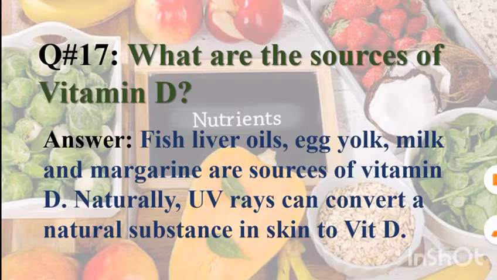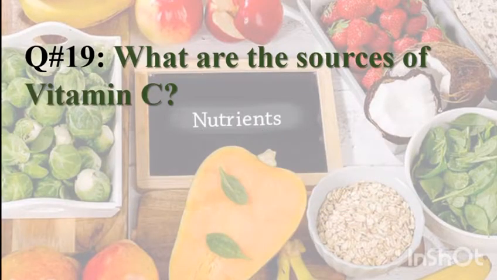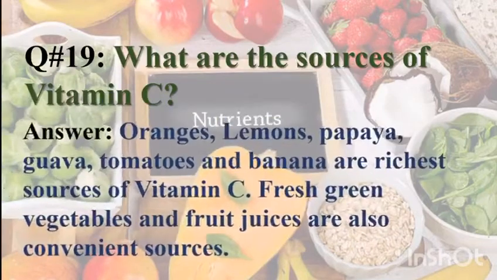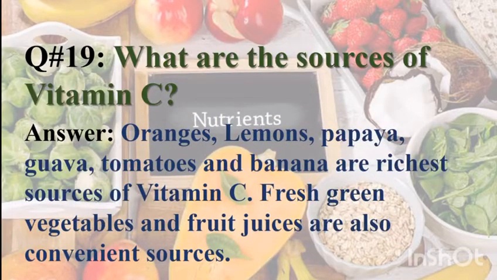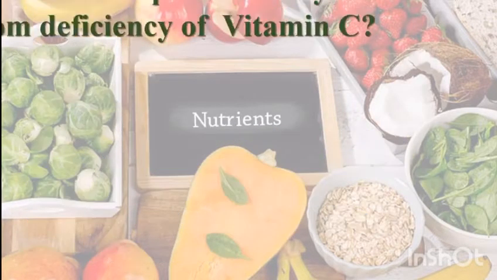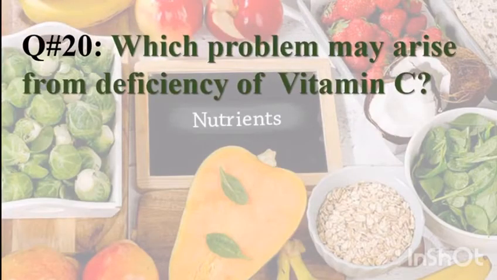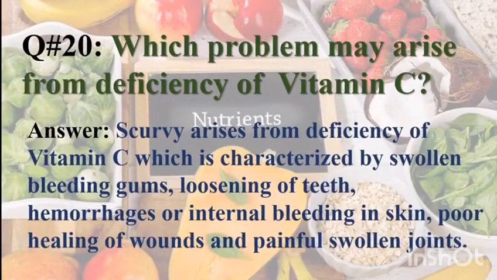So the next question is, what are the sources of vitamin C? Oranges, lemons, papaya, guava, tomatoes, and banana are the richest sources of vitamin C. Fresh green vegetables and fruit juices are also convenient sources of vitamin C. So, which problems may arise from deficiency of vitamin C? Scurvy arises mainly from the deficiency of vitamin C, which is characterized by swollen, bleeding gums, loosening of teeth, hemorrhages or internal bleeding in skin, poor healing of wounds, and painful swollen joints. These are all the symptoms of scurvy.